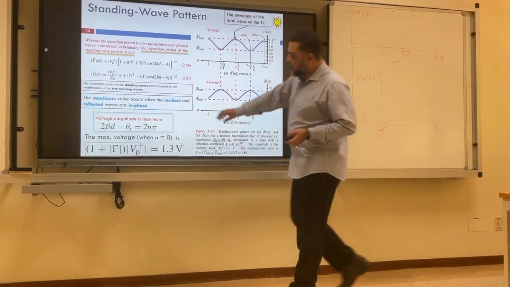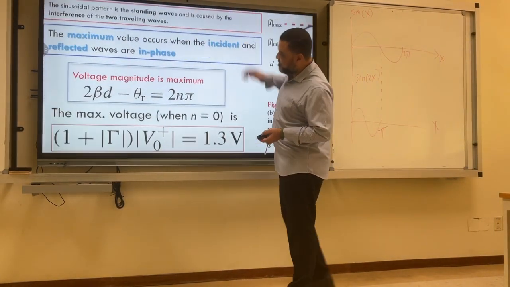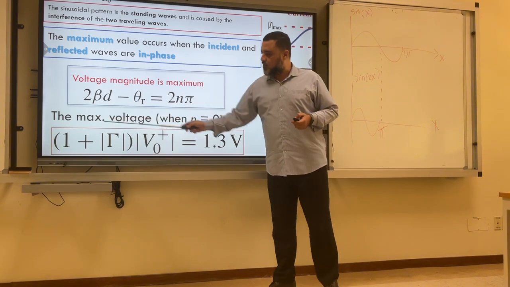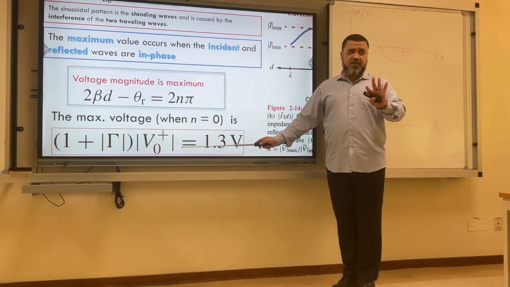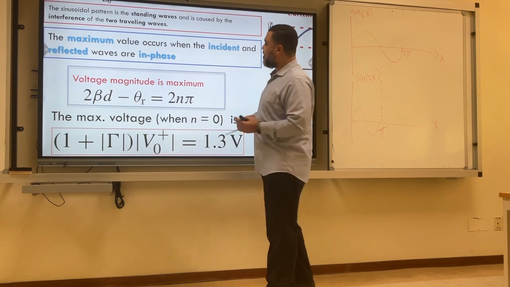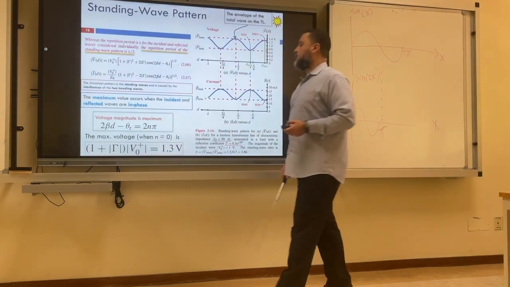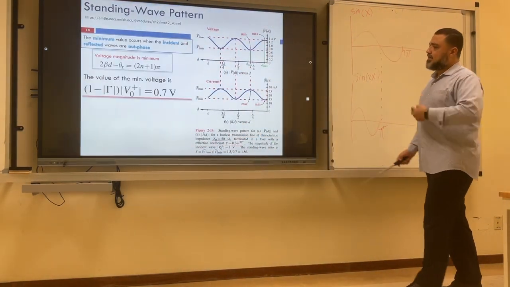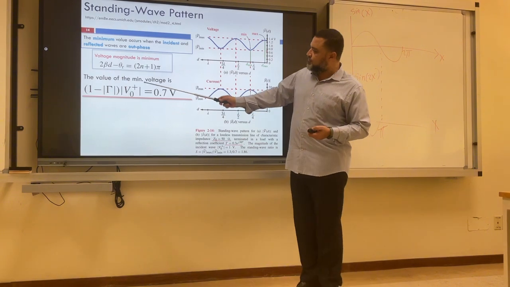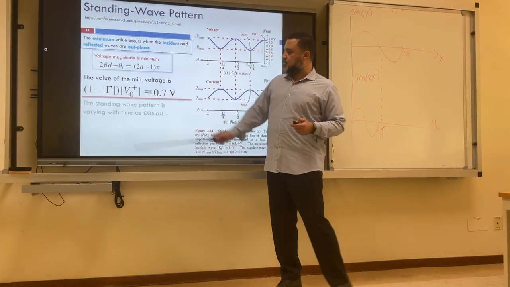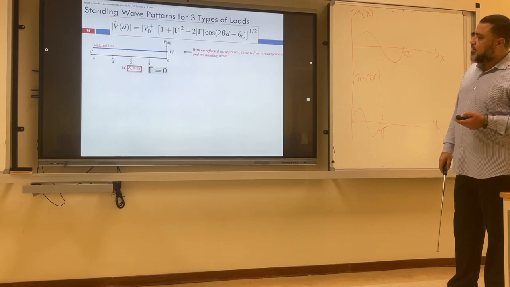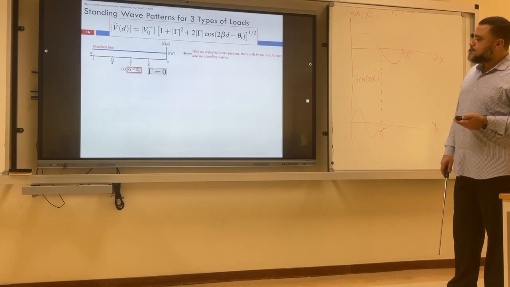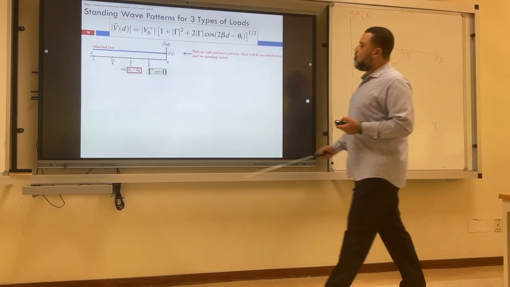This is the maximum voltage, as we said: V0 positive times 1 plus the magnitude of gamma. This is a general equation for any lossless transmission line. Based on V0 and gamma, you can find the value, and this is the minimum voltage, 1 minus gamma. The only change is the minus.